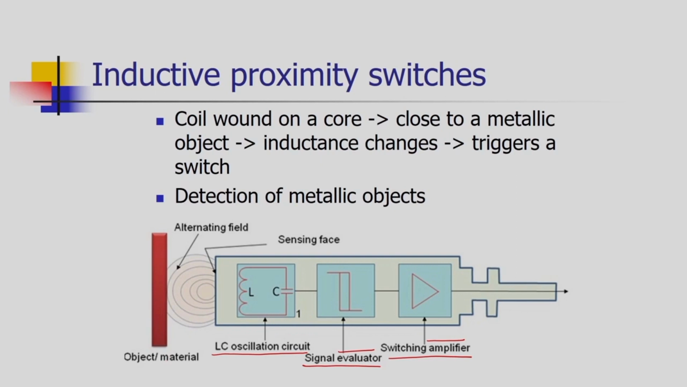Inside this inductive proximity switch there is a coil which is wound on a core. It comes close to mechanical objects which are metallic. There is a change in inductance, and that change in inductance triggers the switch. As metallic objects come close to the sensor, there is a change in inductance of this circuitry, and that is triggering. So basically, to detect metallic objects, inductive proximity switches are used.